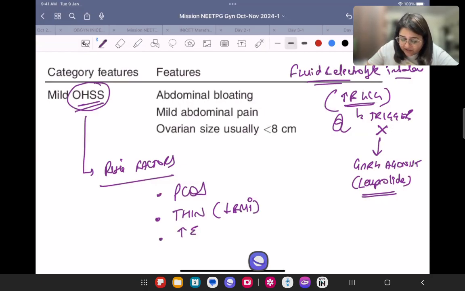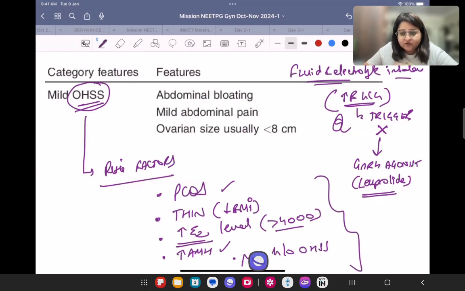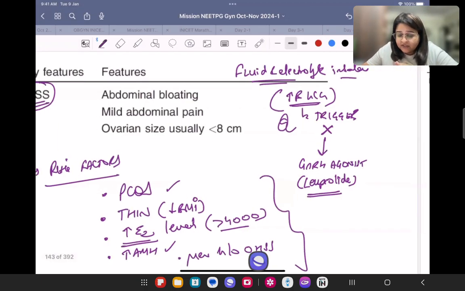Those girls who have a higher estradiol level, so when we are doing the controlled ovarian hyperstimulation, we monitor estradiol levels. If they go more than 4,000, they're at a higher risk of developing OHSS. Those with a higher AMH level, okay, PCOS and a high AMH go hand in hand. Those with a previous history of OHSS, these women are at a higher risk of developing OHSS.